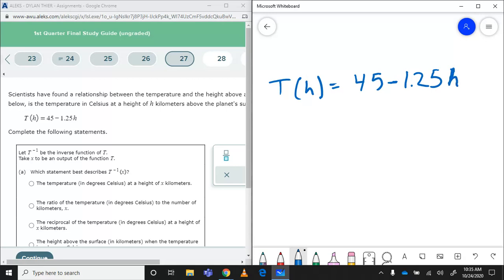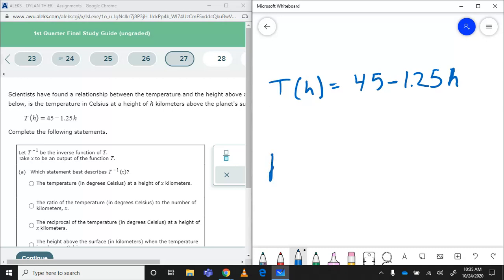Okay, so what happens? Well, the temperature appears to go down. So at a height of 0, at ground level, it looks like we start at 45 degrees. And every kilometer we travel up, we go down by 1.25 degrees. Okay, so this is a statement about the temperature as a function of the height.